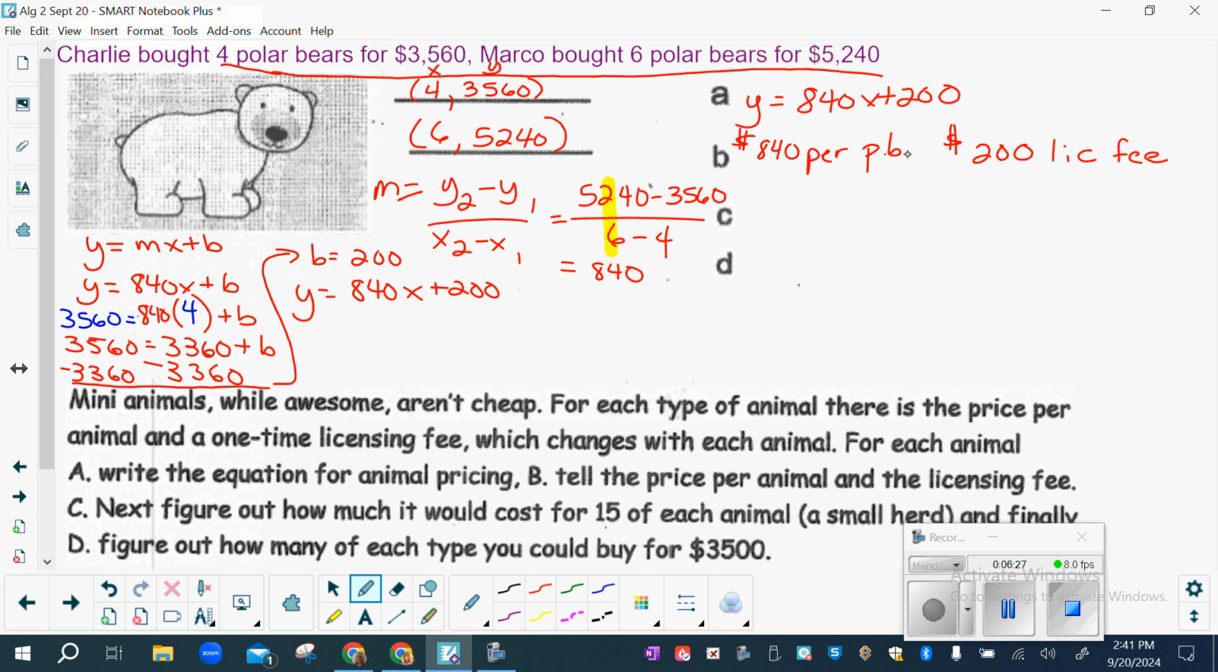So C asks us to figure out how much it would cost for 15 of each animal. So how would we do that? What would we find? Almost like 840. 15 for the X, because here our X's are the number of animals. So we want to substitute the 15 for the X. So into our equation here, we're going to put 15 as the X.